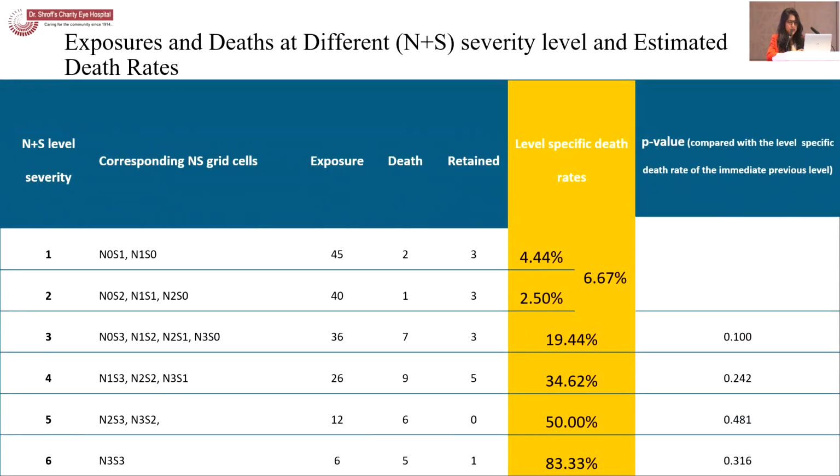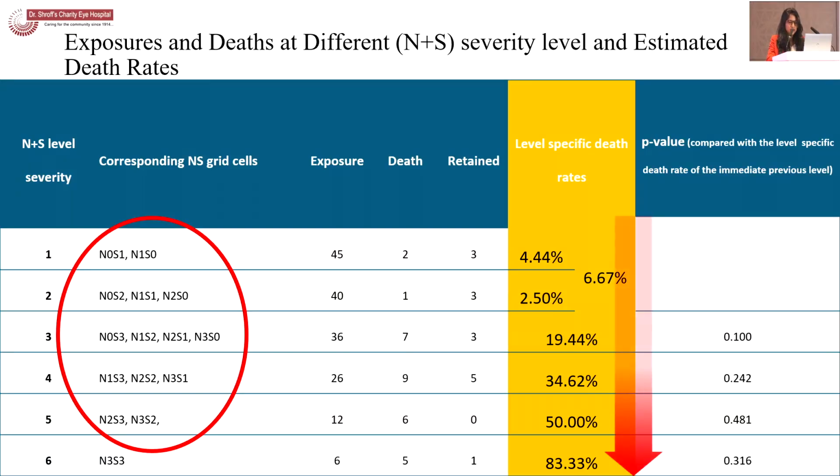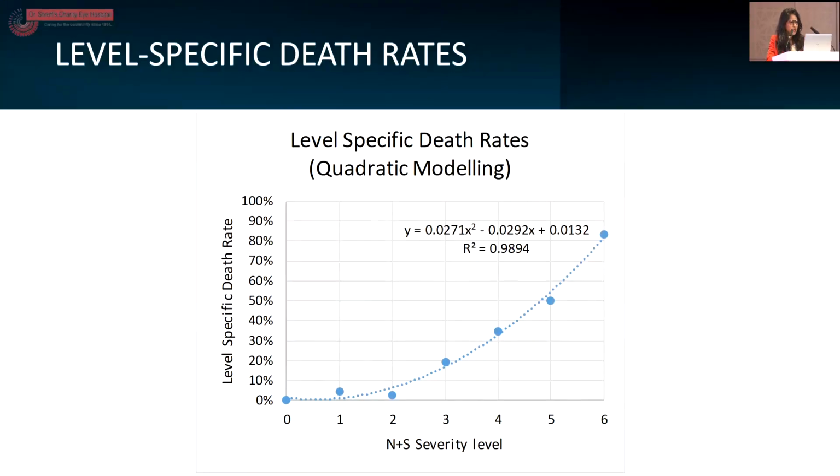The S and N categories were grouped in increasing order of severities, and level-specific death rates were calculated for each category. It is clear that even though the existing staging systems place all these patients in a single category, there is a large variation in the level-specific death rate, ranging from 6 to 50%, based on the anatomical extent of the tumor, even within the same group of orbital RB. Thus, a single fit is not valid for all the patients.